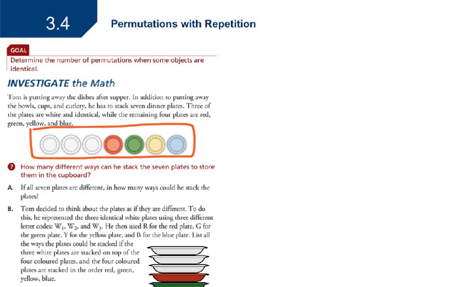So, question A, if we assume that all 7 plates are different, and let's say that 2 of those white plates, one was pink and one was orange, in how many ways could we stack them? Well, we'd have 7 plates. We can arrange 7 plates in 7 factorial ways. Go and do that in the calculator. We get 5,040 different arrangements.